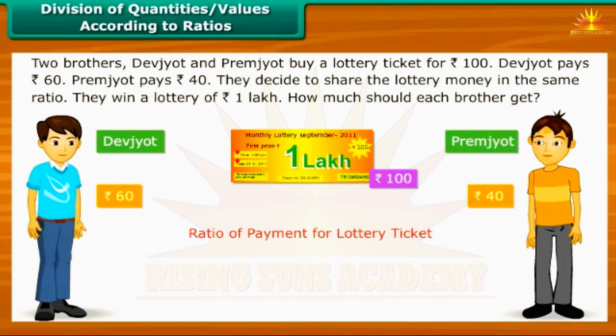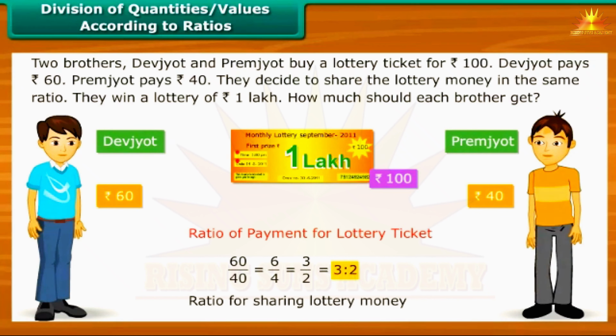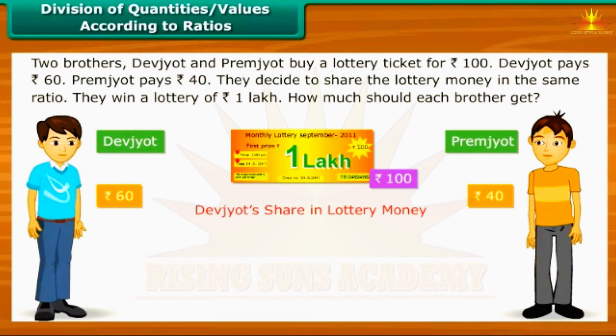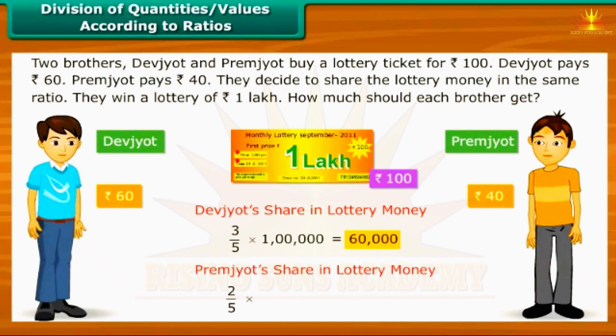Let us find first the ratio of their payments. Ratio of payment for lottery is 3:2. Devjot and Premjot will share the lottery money in ratio 3:2. It means that out of every 5 rupees won, 3 will go to Devjot and 2 will go to Premjot. Devjot's share in the lottery of rupees 1 lakh is rupees 60,000. Premjot's share is rupees 40,000.